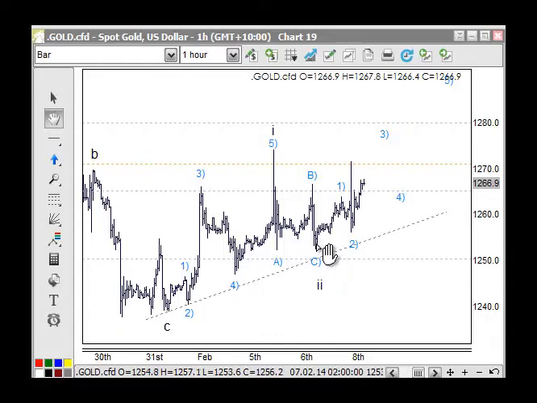So we can look at this as 1 to here, or probably even better still 1 into here somewhere, and 2, 3, 4, and 5. So basically building up, but using the levels. So if you're long, stay long, the stop would have to be now at 1246 or 1247, and look to add on top of 1272 as support.